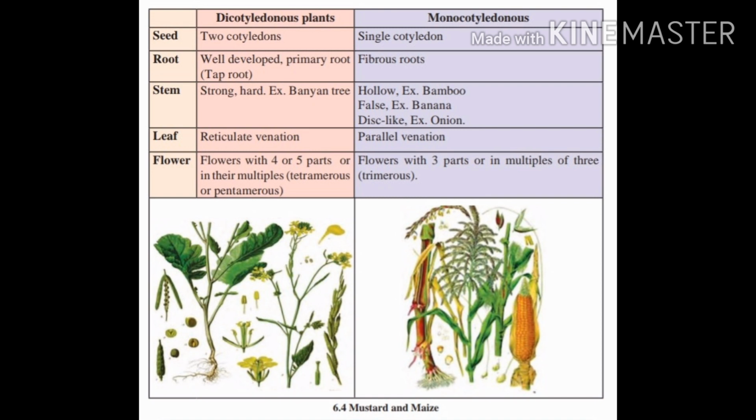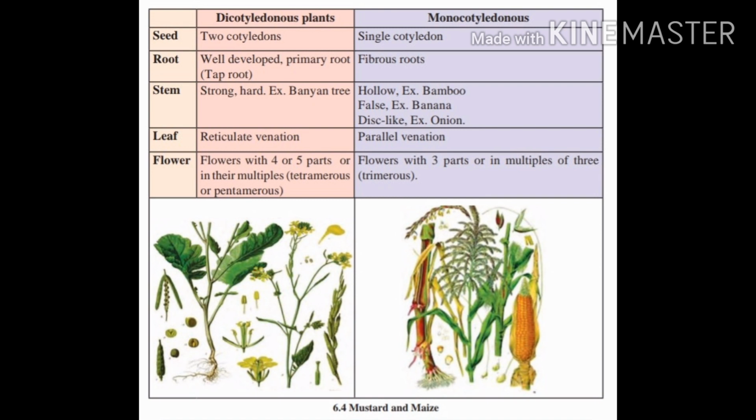But if you take pea, chana, moth, beans, you can divide them into two equal parts, and hence they are called dicot. Now, if you observe the root system of monocot, it is a fibrous root, and the root system of dicot is a tap root. The stem of a monocot plant is hollow, weak, flexible. But the stem of a dicot plant is strong, very hard. The leaf of a monocot plant has parallel venation, but the dicot leaf has reticulate venation.